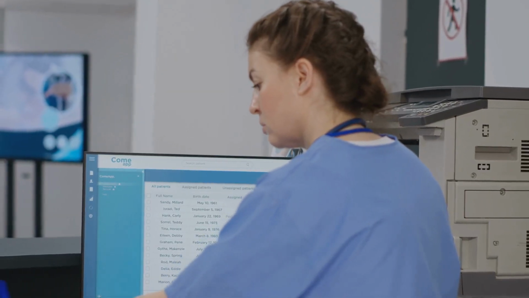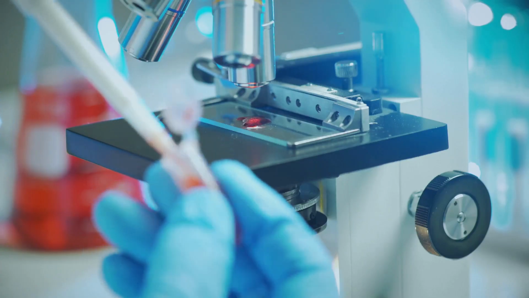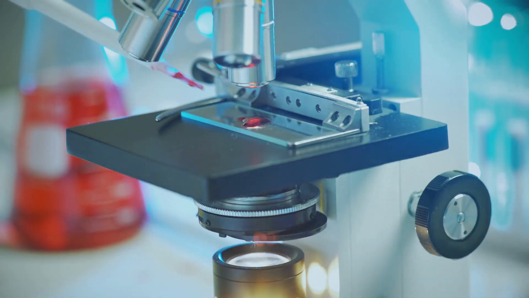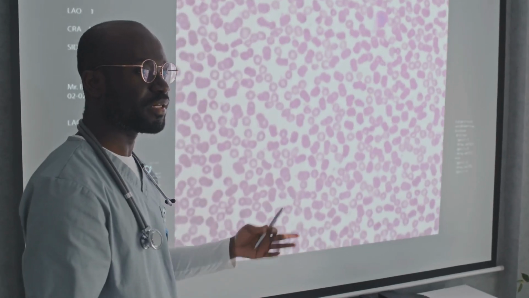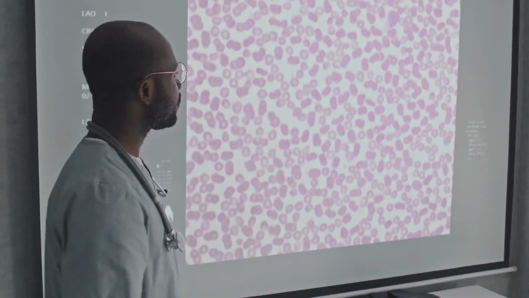The doctor has ordered several important tests for Mr. Chen. Let's look at his initial lab results. His white blood cell, WBC, count is 15,000 per cubic millimeter. This is higher than normal. An elevated WBC count usually suggests an infection is present in the body.